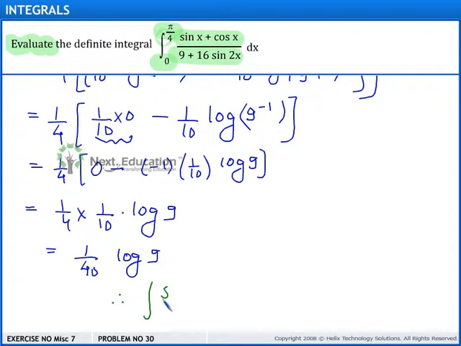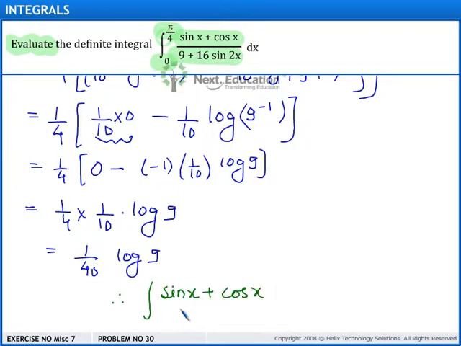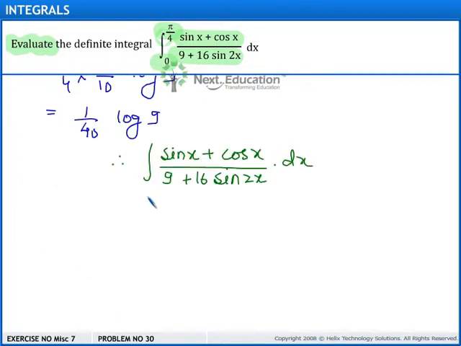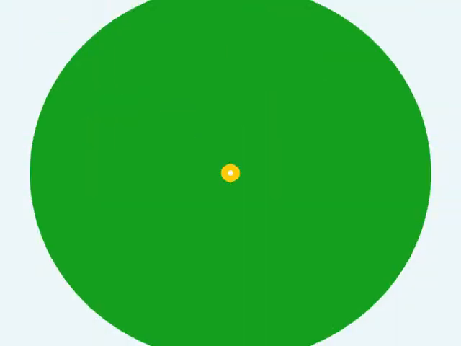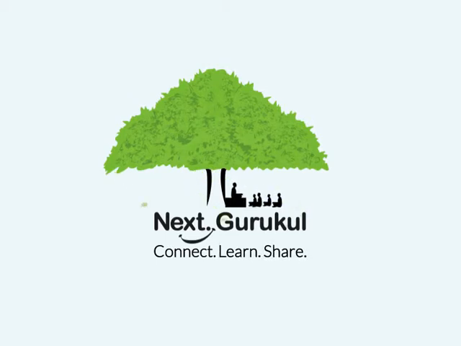Therefore, the integral of (sin x + cos x) divided by (9 + 16 sin 2x) dx from 0 to pi by 4 is equal to 1 upon 40 log 9. This completes the solution.